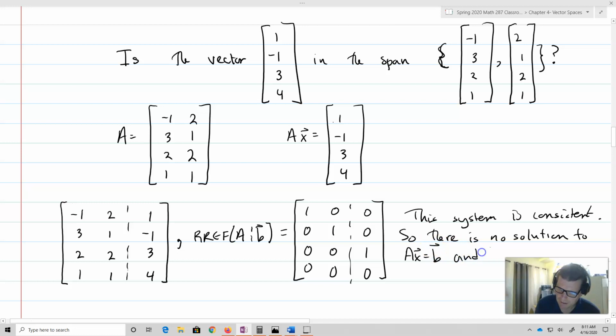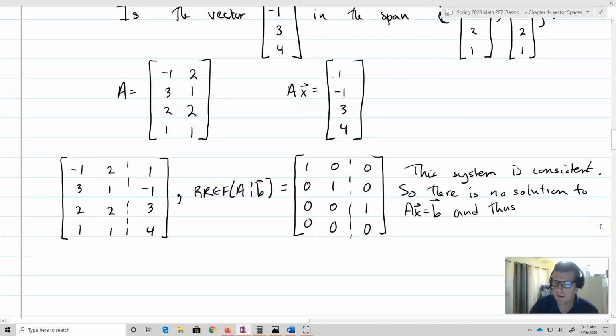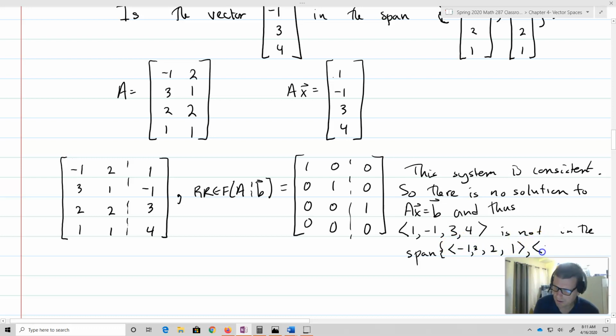And thus, the vector (1, -3, 4) is not in the span of (-1, 3, 2, 1) and (2, 1, 2, 1).